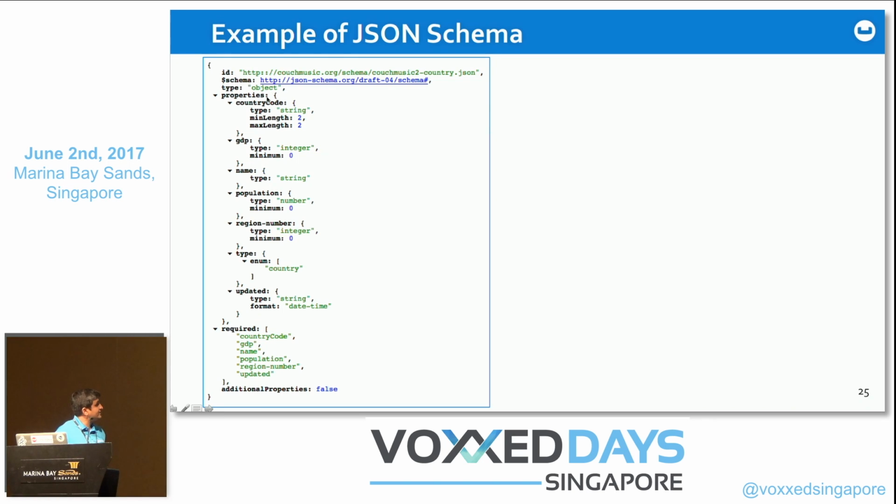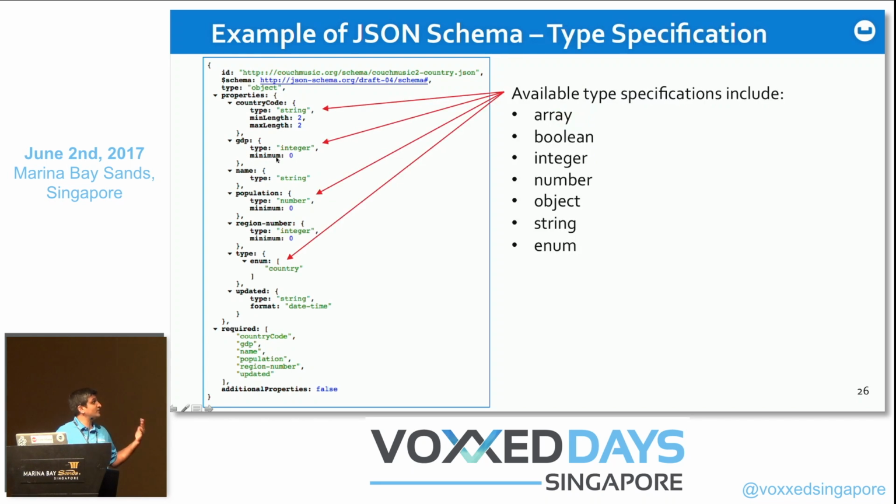And what are the various constraints of that particular attribute? The minimum length is this, the maximum length for country is this. So 2 and 2, which means it has to be exactly 2 characters, country code. GDP has to be an integer and minimum 0. So these are the various constraints that I'm giving. I can specify various types. It can be array, boolean, integer. You have a number of types that you can choose from.